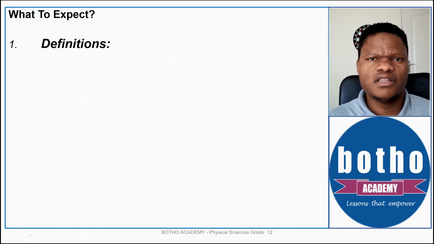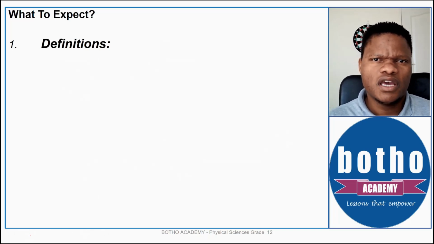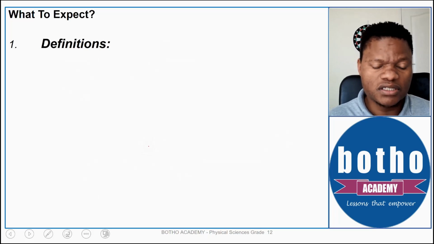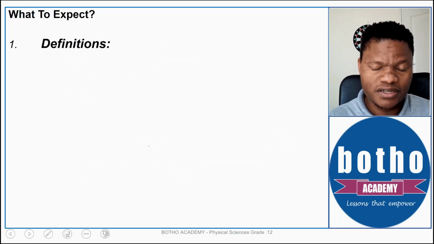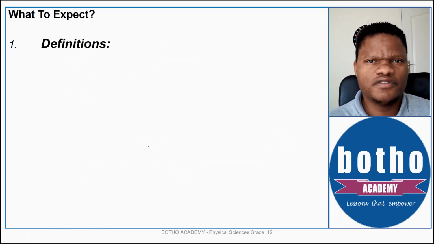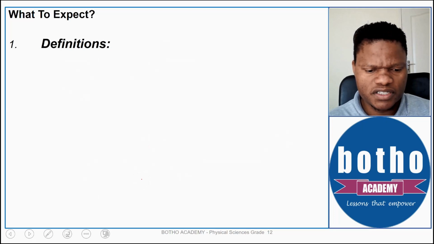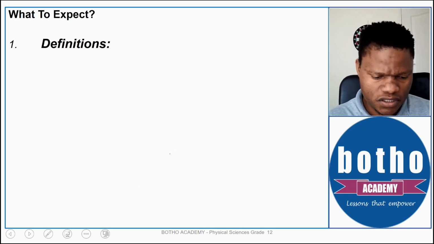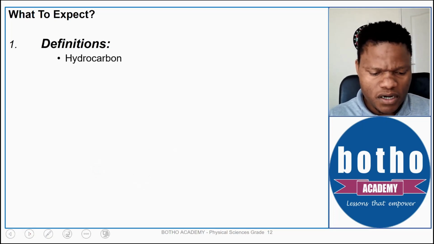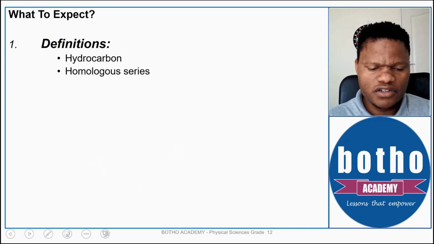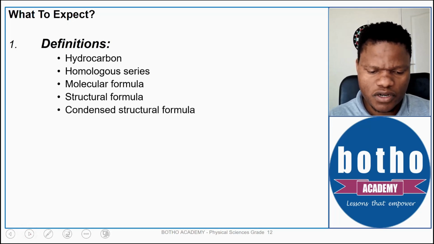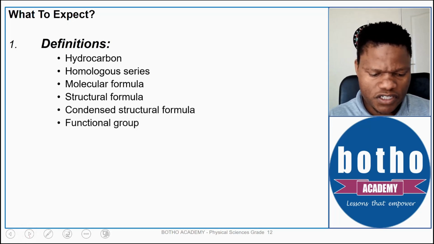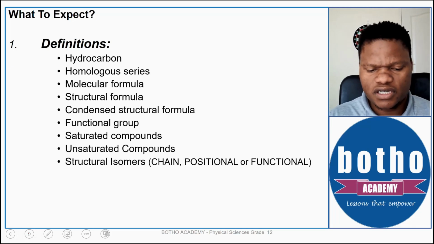Of course, just like any other topic, the first thing that you need to expect and should prepare for are the definitions. And here we don't negotiate. We make sure we collect maximum marks for every definition. And unfortunately, this is a topic that has a lot of definitions, and we have to learn all of them in order to maximize our possibility of getting good marks. Okay. Right, these are some of the definitions that you should study: hydrocarbons, homologous series, molecular formula, structural formula, condensed structural formula, functional group, saturated compounds, unsaturated compounds, and structural isomers.